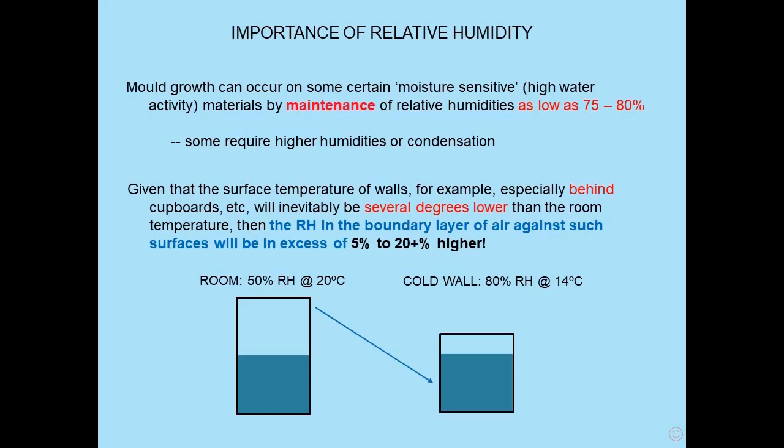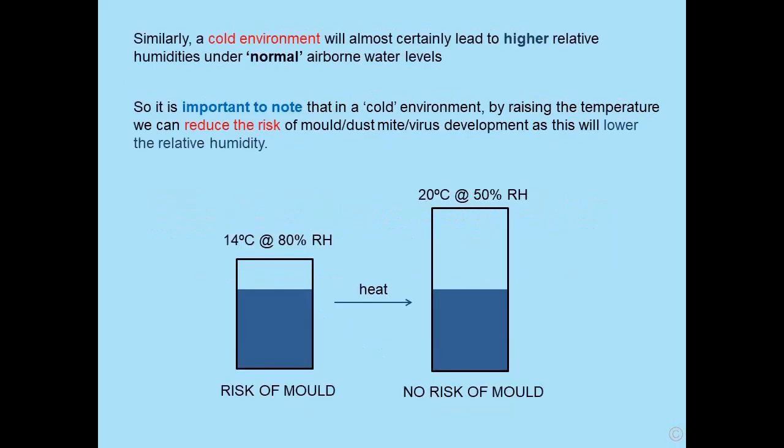So here we have a room at 50% RH on the left. That air comes into contact with a cold wall of 14 degrees. The air is cooled by the coldness in the wall, and the relative humidity rises to 80% in the boundary layer of air against that wall. Hence we have conditions suitable for certain moulds.